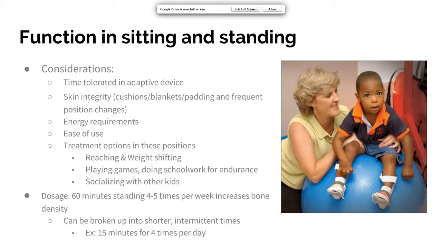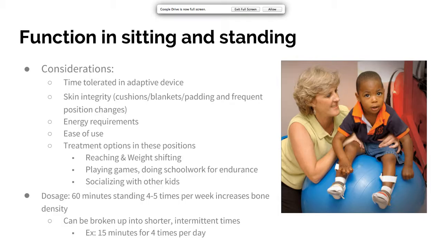Skin integrity is another consideration. If their skin is in contact with the device for an extended period of time, it could start to cause wear on the skin and even cause a pressure sore. To avoid this, use cushions, blankets, and padding to pad the areas that are exposed to contact with the device. The child should also have frequent positioning changes when they are in the device. If they are unable to perform these position changes to relieve pressure, you may need to help them to change positions.